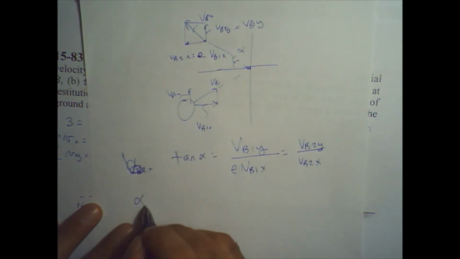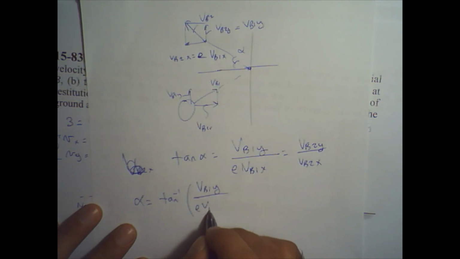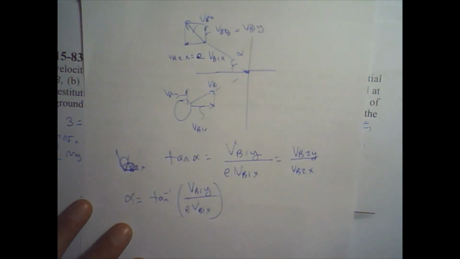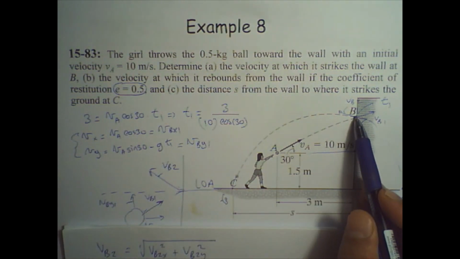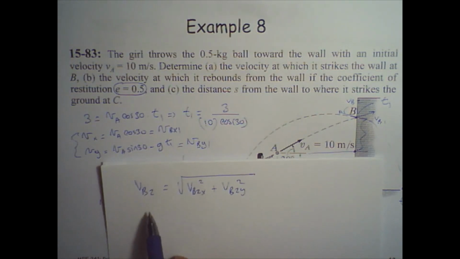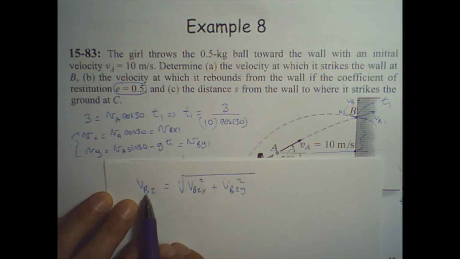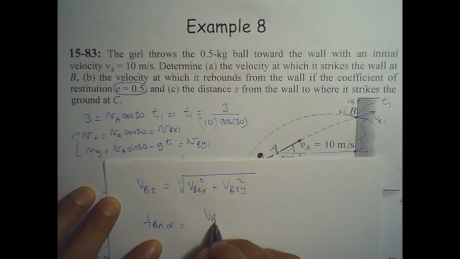Alright, so alpha is going to be inverse tangent of VB1y divided by VB1x. Alright, next step is we need to find the distance that the ball will travel from B to hit the ground. We know that the total velocity at B is going to be equal to the square root of VB2x squared plus VB2y squared, and we said the angle is going to be tangent alpha, which is going to be equal to VB2y divided by VB2x.